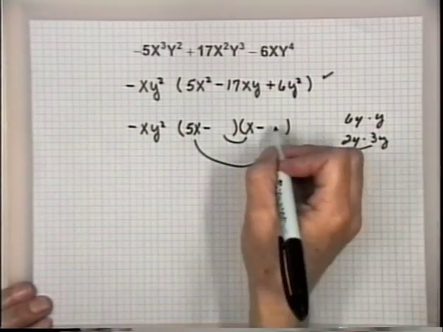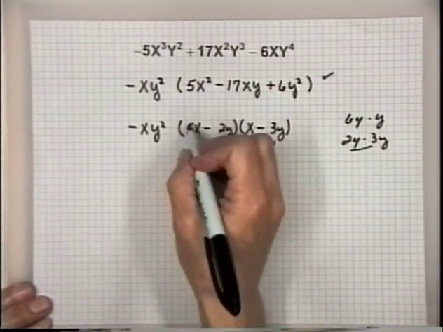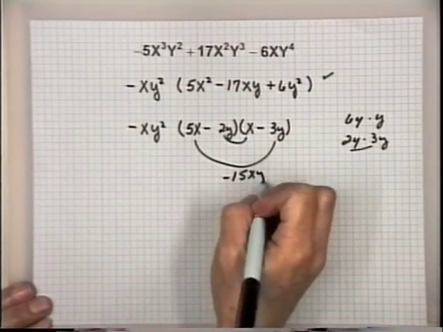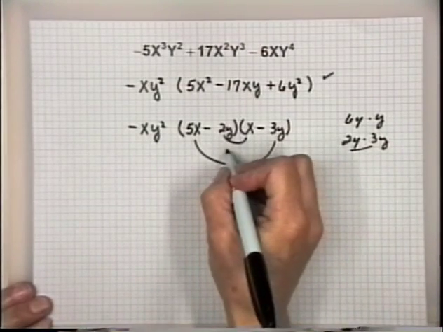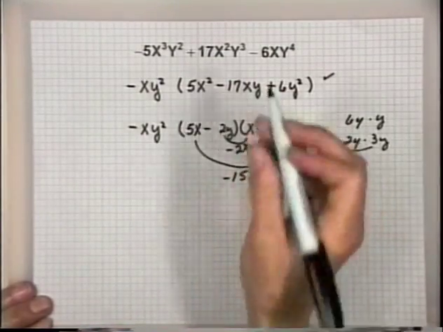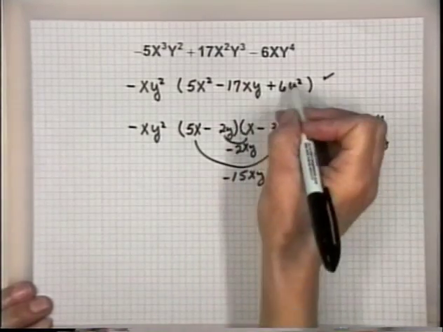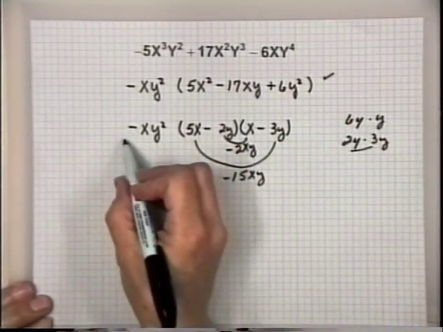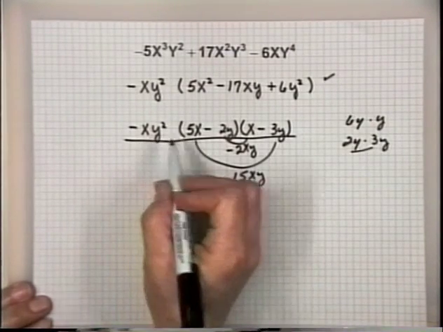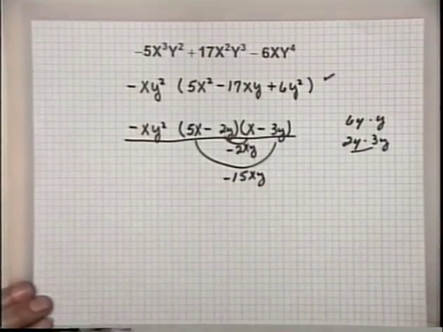Let's try these numbers. If I put 3y here and 2y here, my outside product, notice, is negative 15xy. The inside product is negative 2xy. These add to negative 17xy. Negative times a negative is a positive 6y squared. My factors are negative xy squared times 5x minus 2y times x minus 3y.